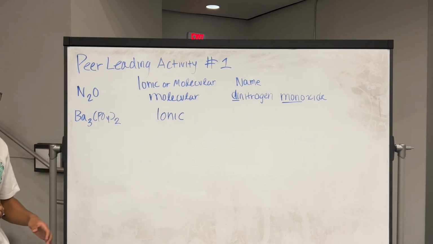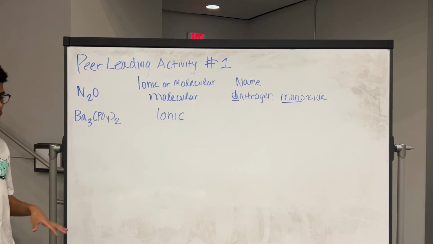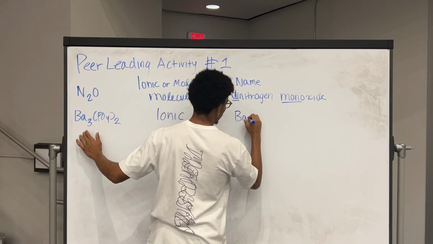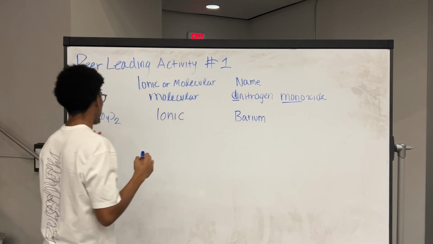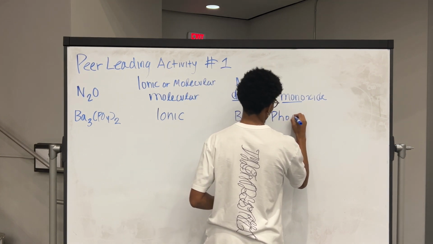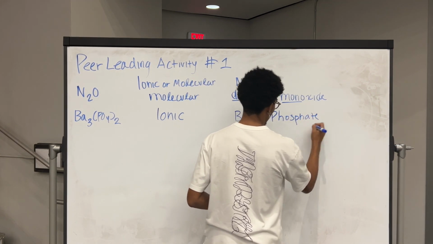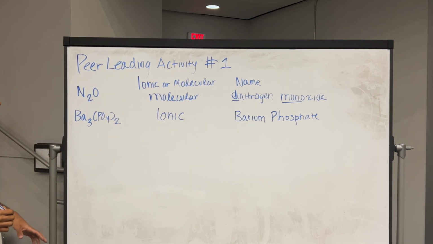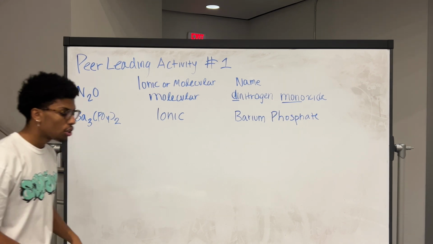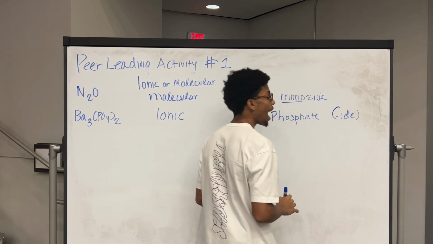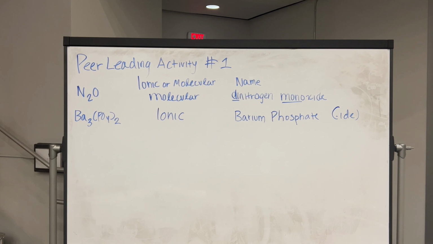And for ionic compounds, you're going to name the metal ion, which is barium, first. And then you're going to name the polyatomic ion, which is phosphate. If this had been something else, right, an element off the periodic table, you're going to end that compound in this suffix, IDE. Okay?